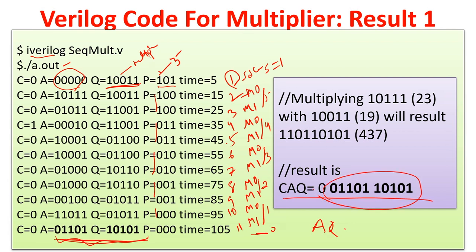and this part is exactly, if you do multiplication 19 into 23, or 23 into 19, you will get 437, which is actually the same as this one. This is 10111 and this one. This part is actually A and this part is Q.